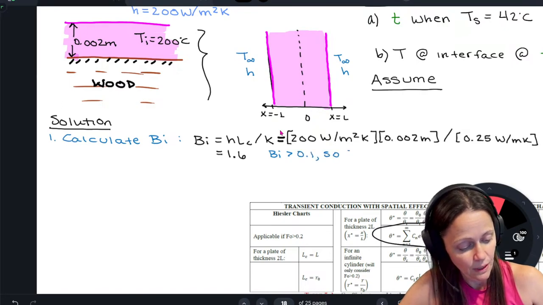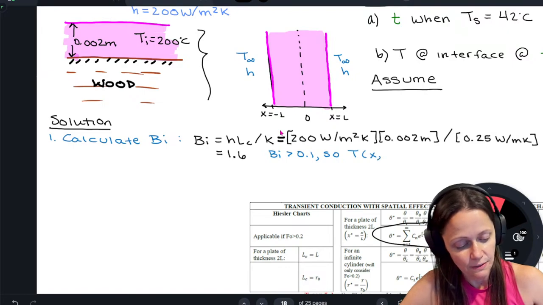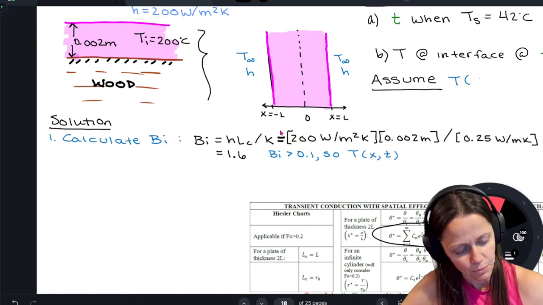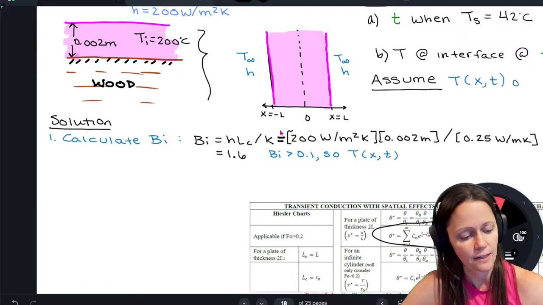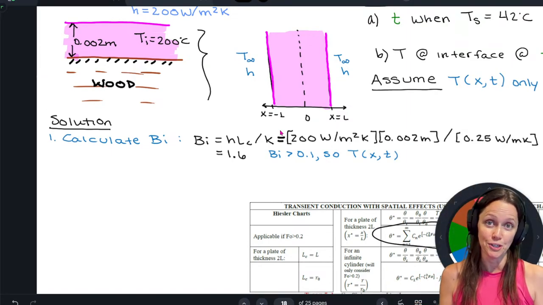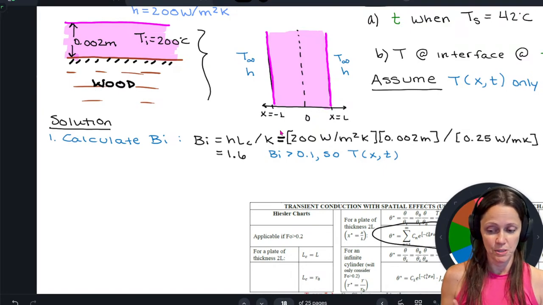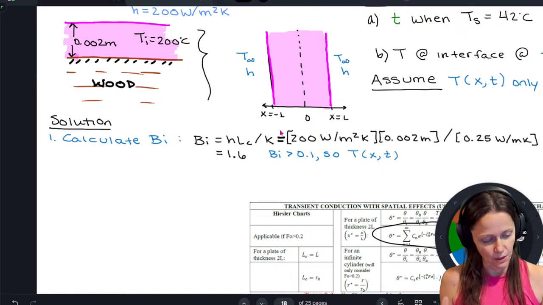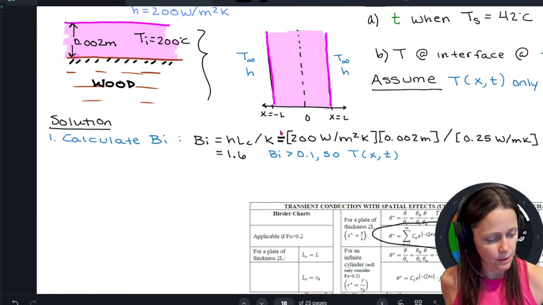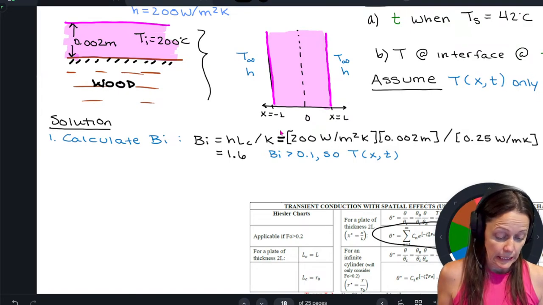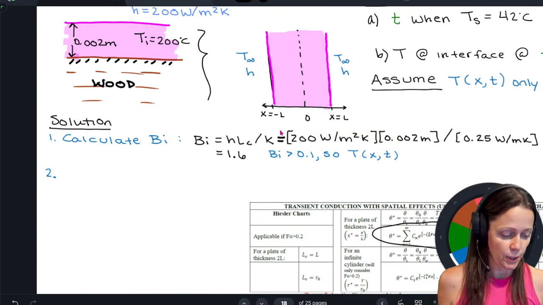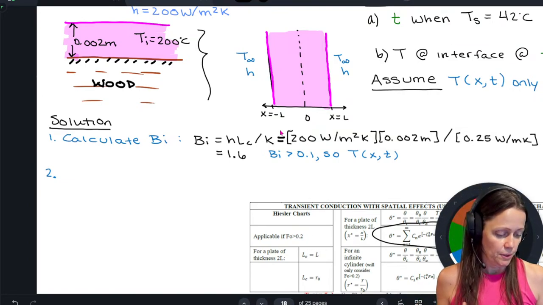So we have to say that temperature is a function of position and time. That's fine, so I'll throw that up there. And maybe I'll write the word only. It's not a function of position in the Y and the Z direction either. So there you go. All right, perfect. So I think the next thing I'm going to do is use that equation that I've got circled that we used last time.